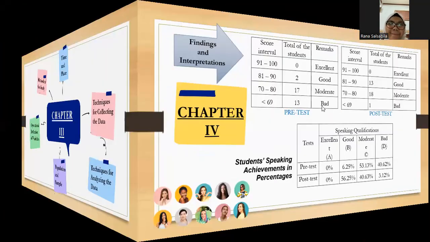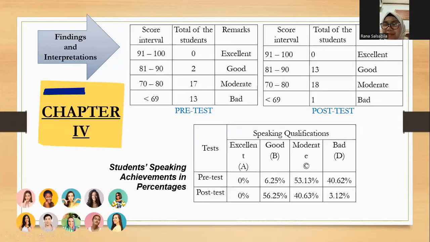Now let's go with your fourth chapter, findings and interpretations. Your finding here is based on the pre-test and post-test score and student speaking achievement in percentage. Maybe you can give more elaboration, more detailed and specific explanation about the student speaking achievement here, and then relate it with the pre-test and post-test.